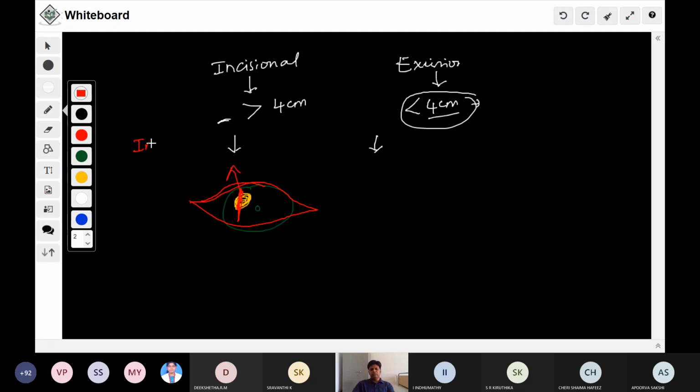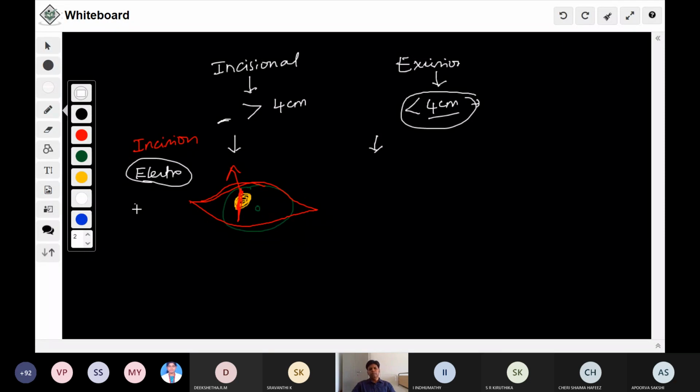First one is where to put the incision. Number two, you should not use diathermy. Because when you are using a cautery, electrocautery, it will damage the adjacent tissue, so you can't get a proper pathological report. So this is the second thing you have to do.